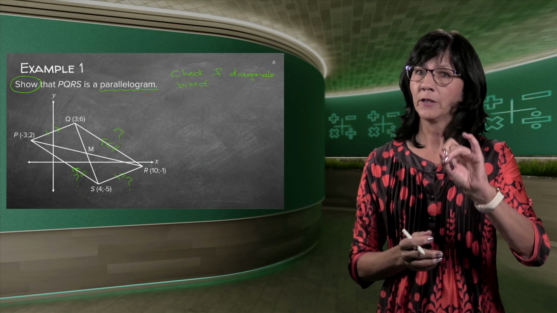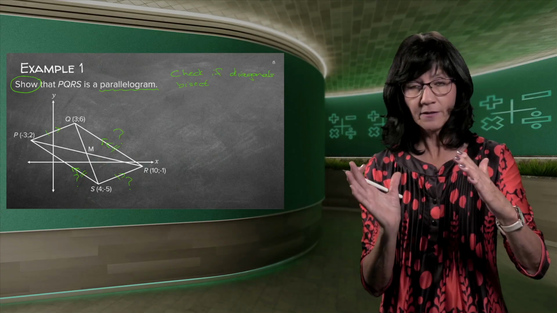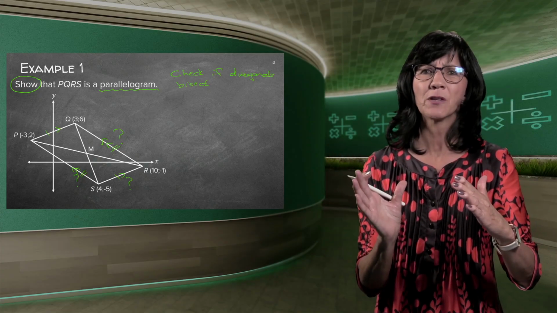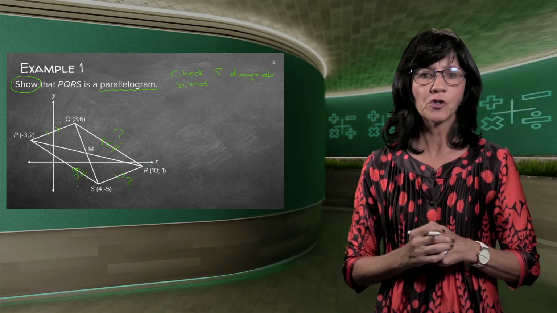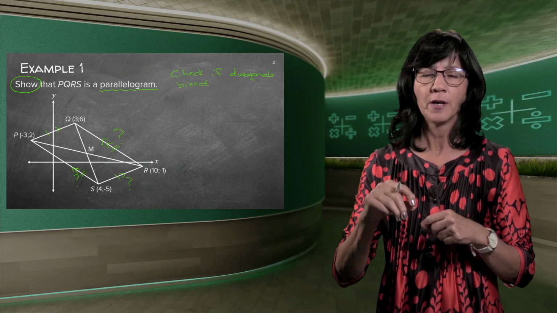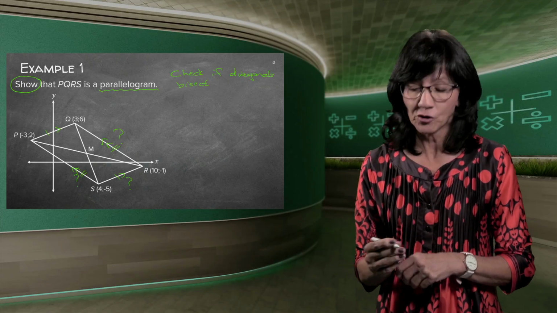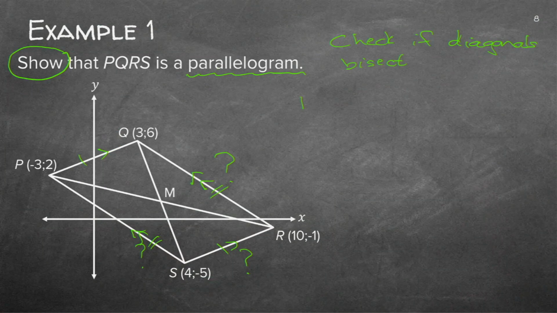So again, you could have worked out all the gradients and check if they are parallel. Both pairs must be parallel. That would be a lot of work. Or you can just work out the midpoint of both those diagonals, so one sum each. And if it's the same point, you know that the diagonals bisect. So I'm going to choose the shortest method. I'm going to find the midpoint of, let's first do PR. PR. Remember, midpoint is X.